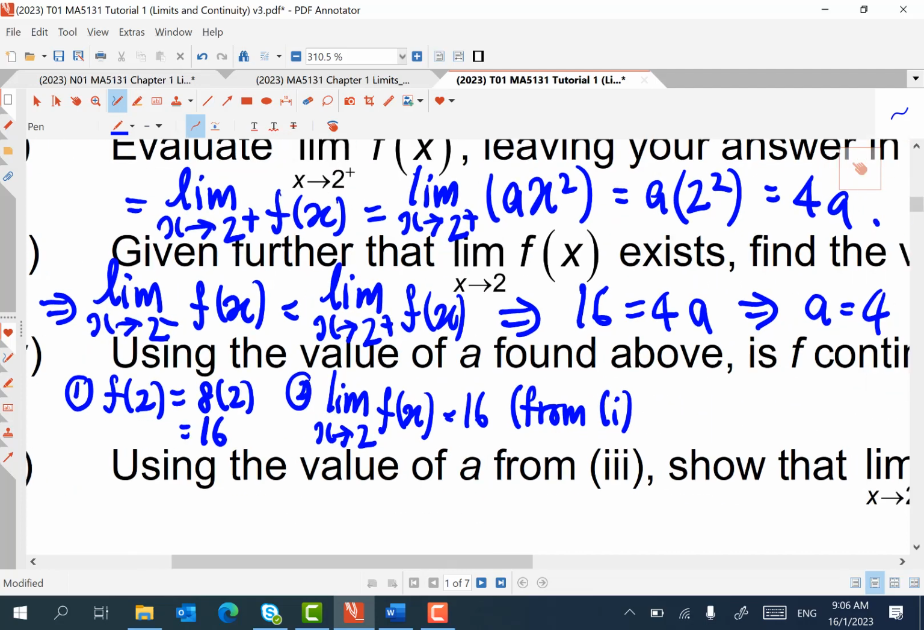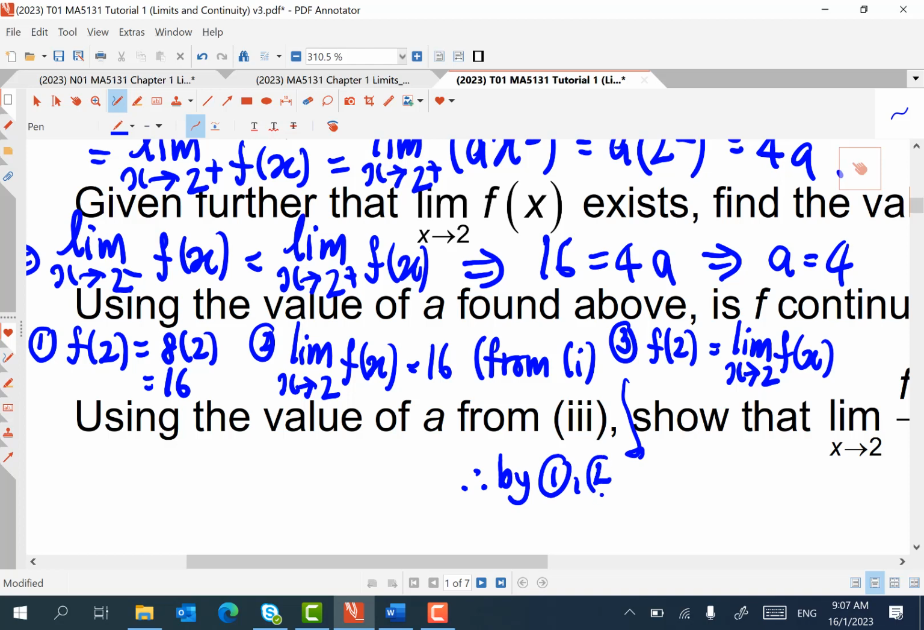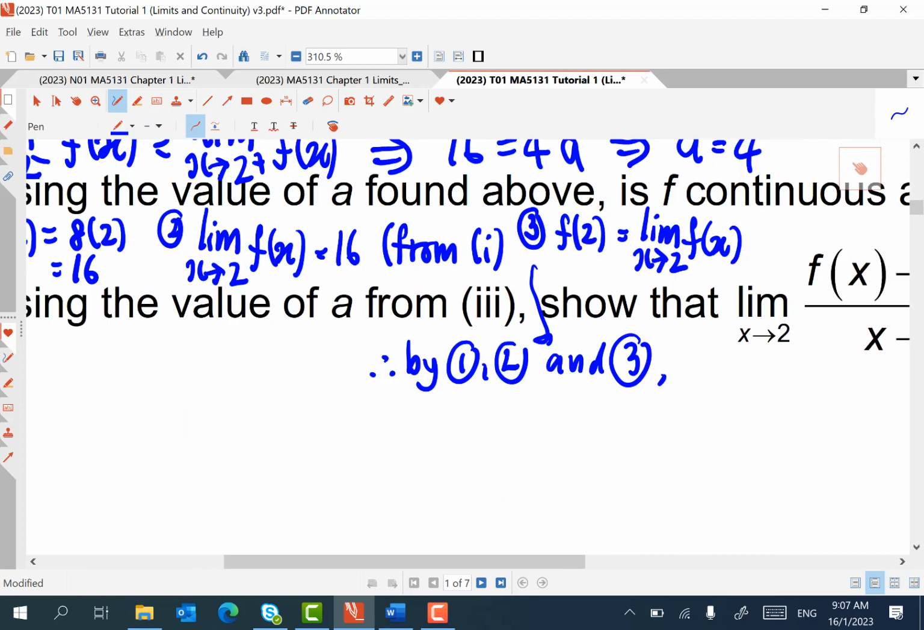And then there's step 3. You need to say that f(2) equals the limit as x goes to 2 of f(x). Then you say therefore, by 1, 2 and 3, f is continuous at x equals 2. You need to do the numbering.